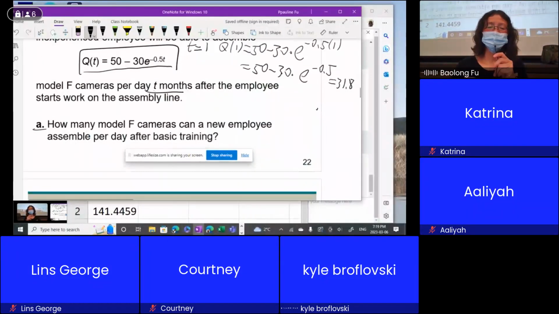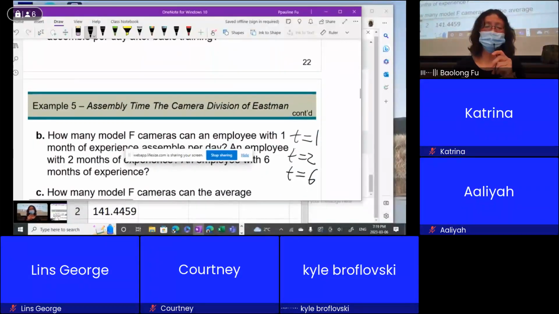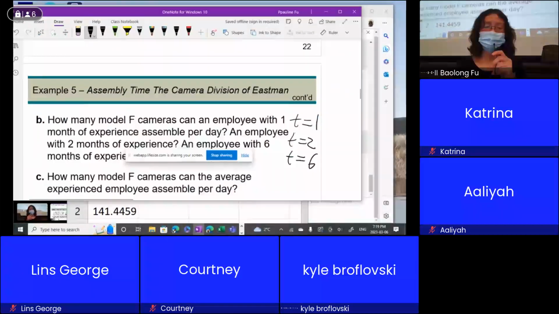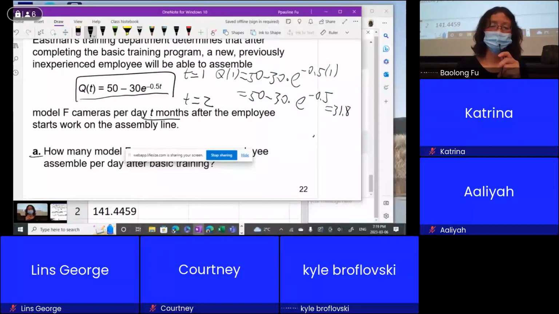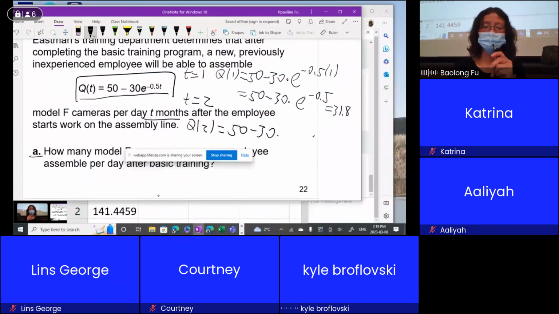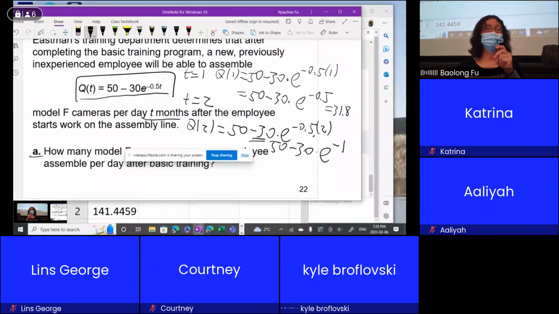And the next question, how many cameras can an employee with 2 months of experience produce? So when t equals 2, what is Q? So Q2 equals 50 minus 30 e to the negative 0.5 times 2, which equals 50 minus 30 times e raised to the power negative 1. And what is this number?